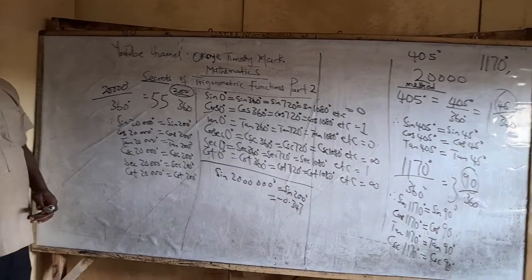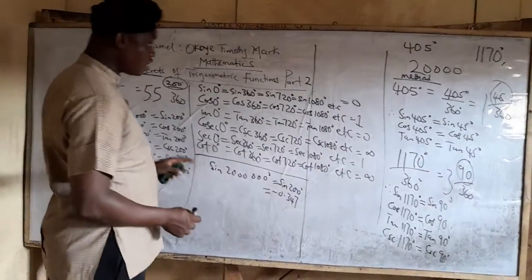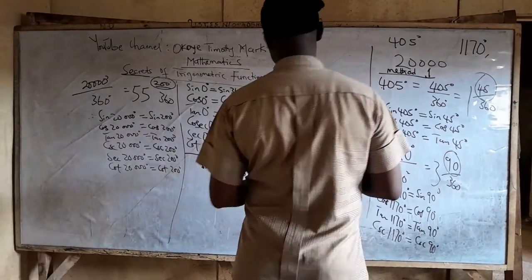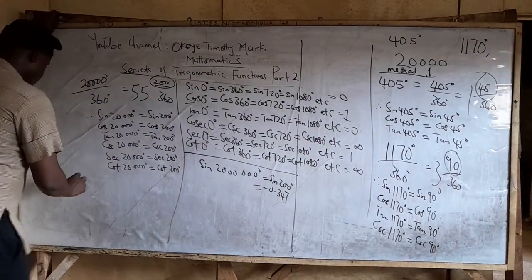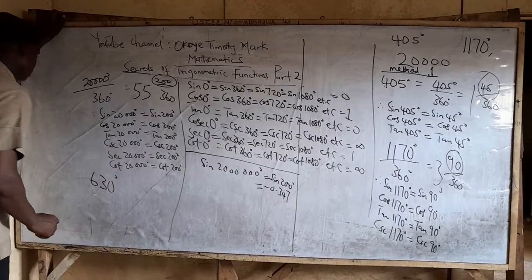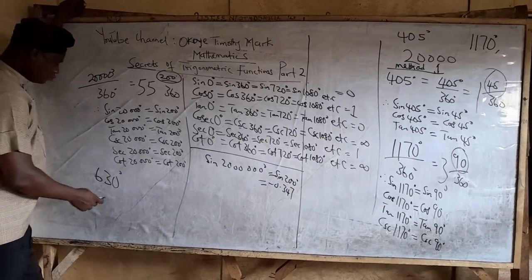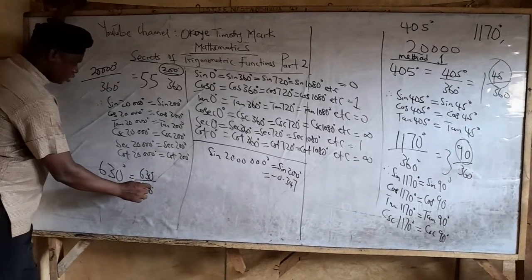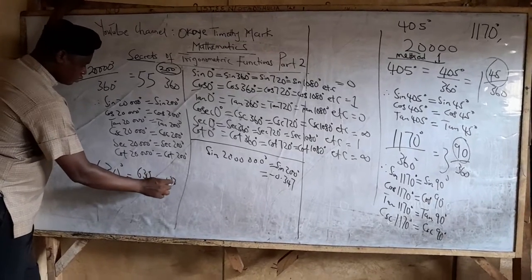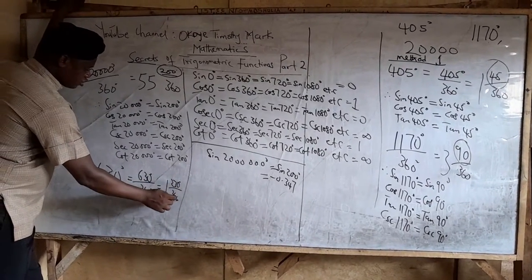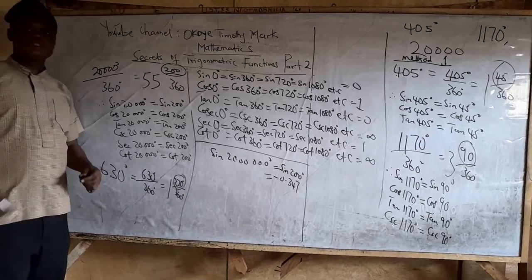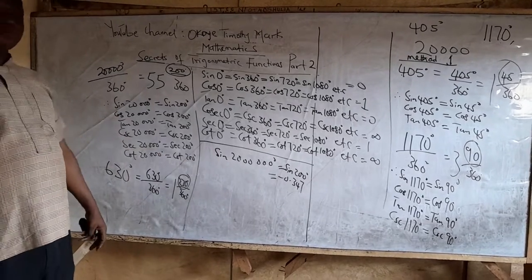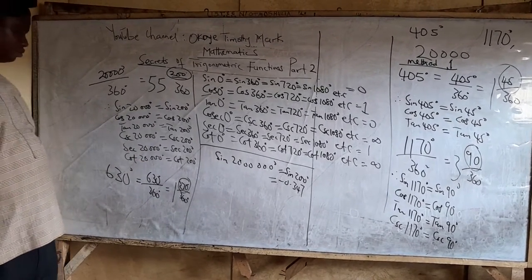So if I have something like 630 degrees, maybe you give me 630 degrees, that's method one. I still do it with method one, I've not entered method two. Let's say I have 630 degrees over 360 degrees. That gives you a remainder of 270 degrees over 360 degrees. So I'll just pick 270, 270 is the answer. So sine 630 is sine 270, cos 630 is cos 270, tan 630, exactly the same.